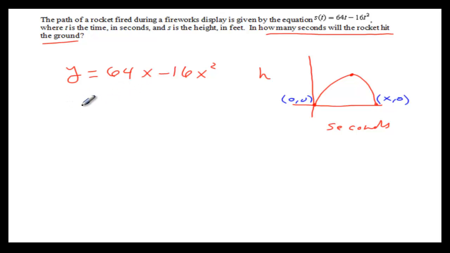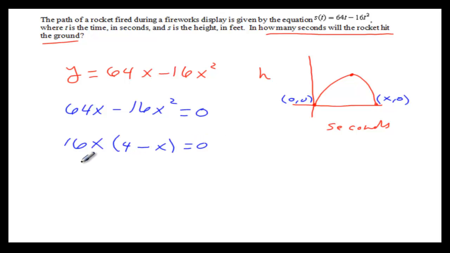So you need to find the values of x, or the time in seconds, when y equals 0. Let's rearrange this. You'll have 64x minus 16x squared equals 0. Put y equals 0. Let's solve this problem. You will get 16x as the greatest common factor. 16x times (4 minus x) equals 0.